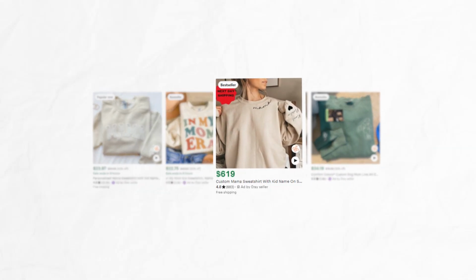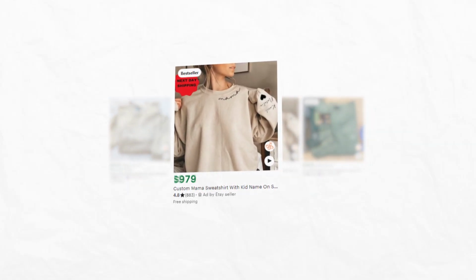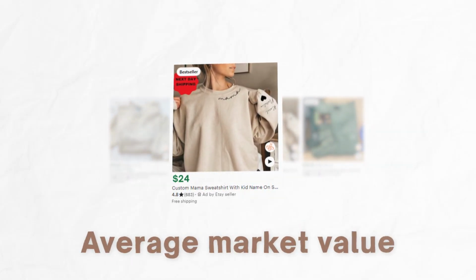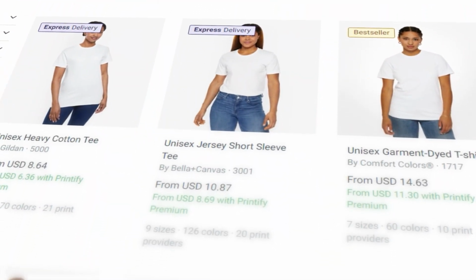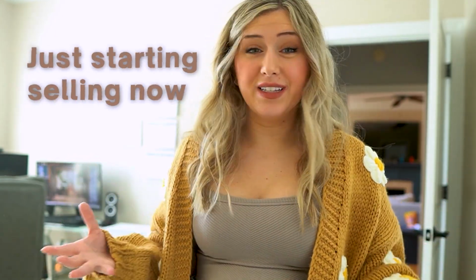How do you price competitively and stay within an average market value when you're starting off selling Printify print-on-demand products, or if maybe you are just starting out? Today, I'm breaking down the things that you should know in pricing if you are new to pricing, or maybe you've been selling for some time.